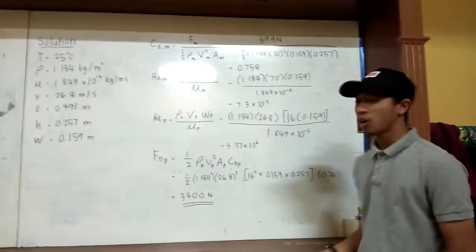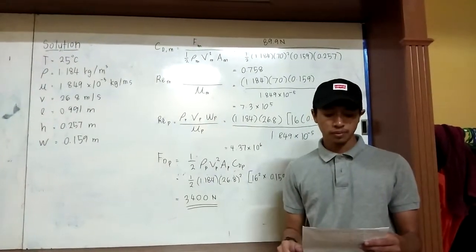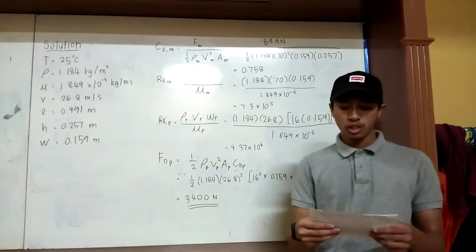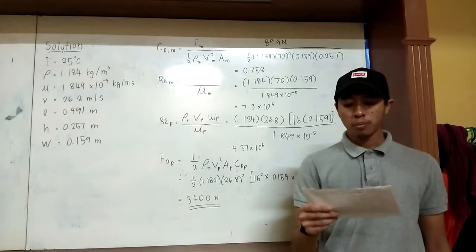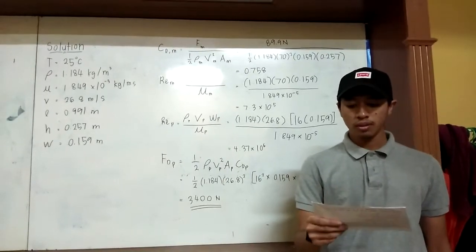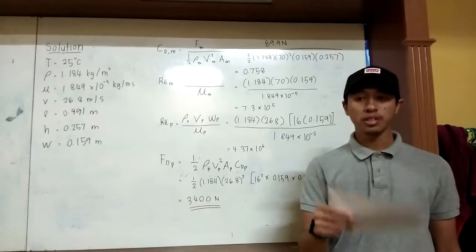So the next, I will proceed to the method of repeating variables. It is used to generate non-dimensional parameters. It is a step-by-step procedure, or recipe, for obtaining non-dimensional parameters.